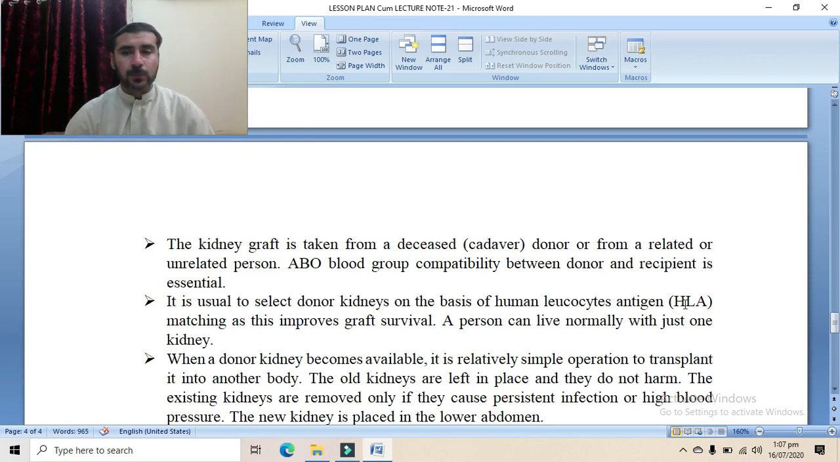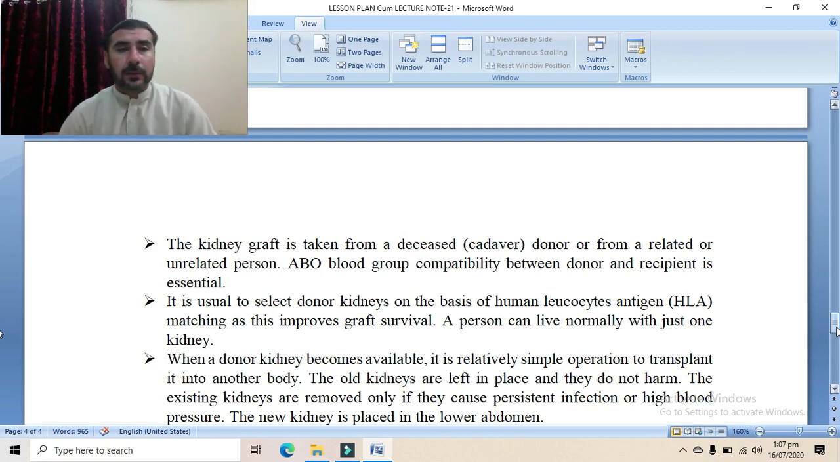Otherwise, if that is not the case, then whenever the kidney of the donor is placed inside the recipient body, the recipient immune system will quickly react to it, because the recipient system will recognize this kidney, the donor's kidney, as an enemy, and it will be destroyed, it will be damaged.